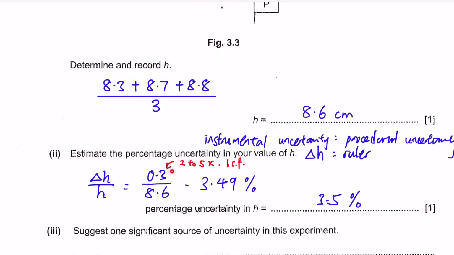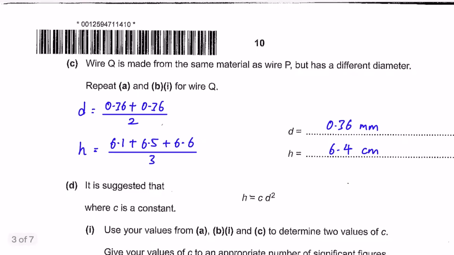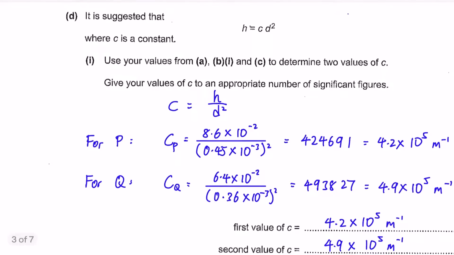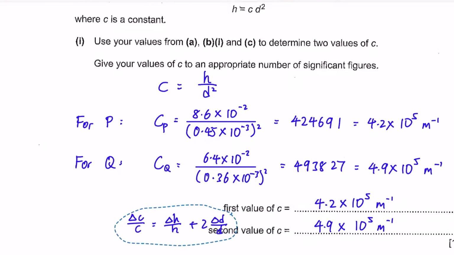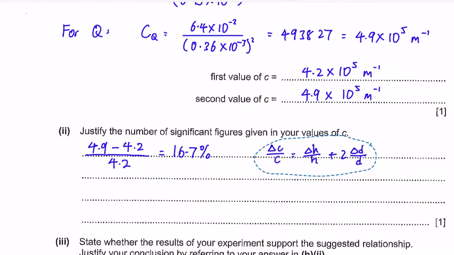So let's say we write 0.3, alright, and then we calculate the percentage uncertainty in H to be 3.5%. Now, how do we make use of this number? Let's go back to the part where we're asked to validify the relationship. So we calculated C using H over D squared, right? That means the percentage uncertainty of C is equal to the percentage uncertainty of H plus 2 times the percentage uncertainty of D. So you actually have to make use of what you learned from chapter 1, yeah? How to propagate uncertainties in the calculations.